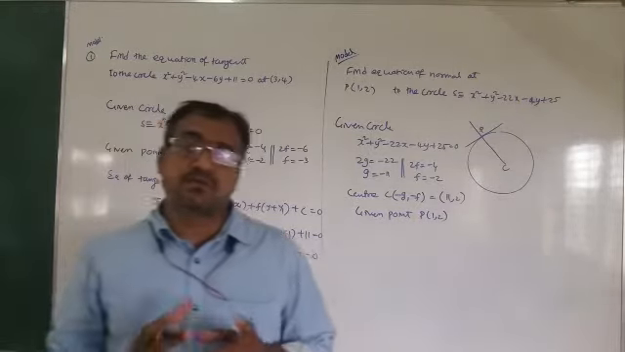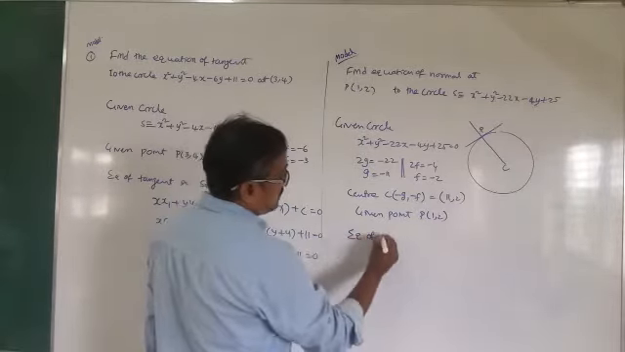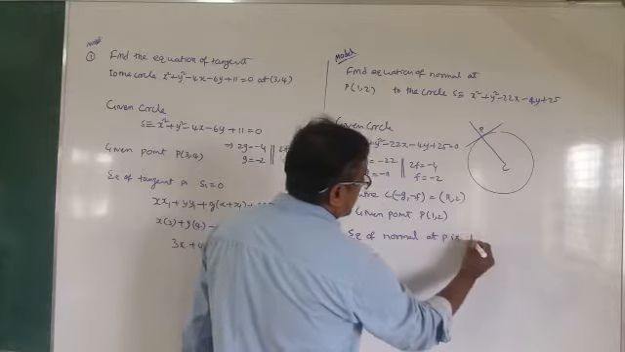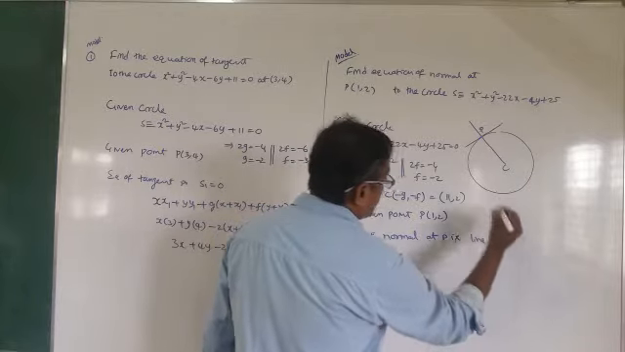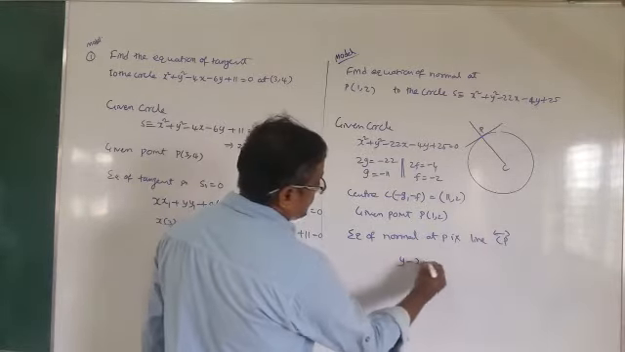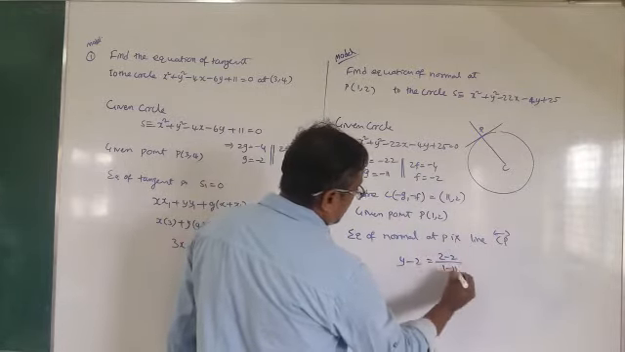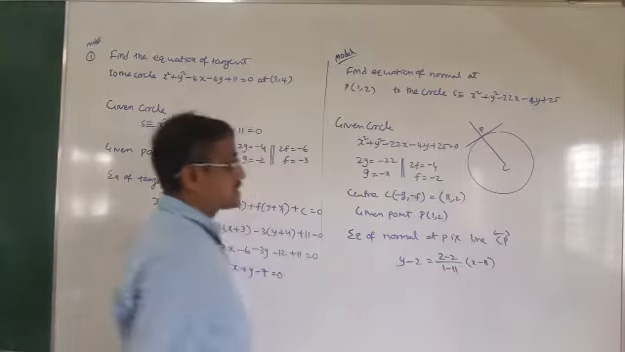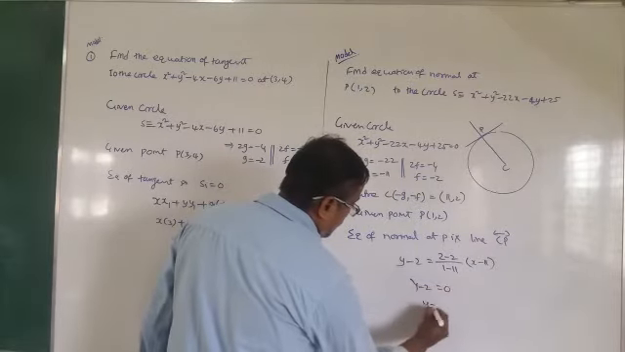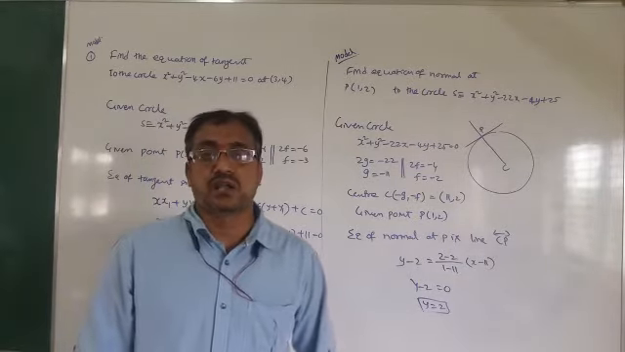Now normal from P passes through the center of the circle. So equation of normal at P is line CP. It is nothing but the line joining C and P. So that will be y minus y1 is equal to y2 minus y1 by x2 minus x1 into x minus x1, the two-point form. So y minus 2 is equal to 0, y is equal to 2. That is the required normal passing through the point of contact.